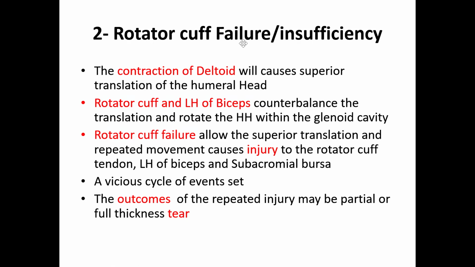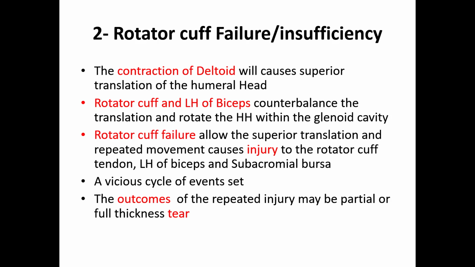Now, the second pathway which we will discuss is the insufficiency of the rotator cuff. The contraction of the deltoid will cause superior translation of the humeral head, while the rotator cuff and the long head of the biceps act in the opposite direction to the deltoid, counterbalance the translation, and rotate the humeral head within the glenoid cavity. If there is failure of the rotator cuff, obviously there will be dominance of the deltoid, and this rotator cuff failure will allow superior translation and repeated movement, which will cause injury to the rotator cuff tendon.